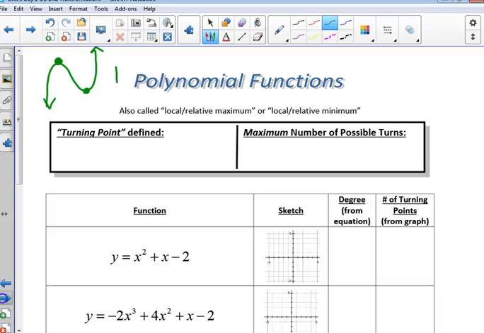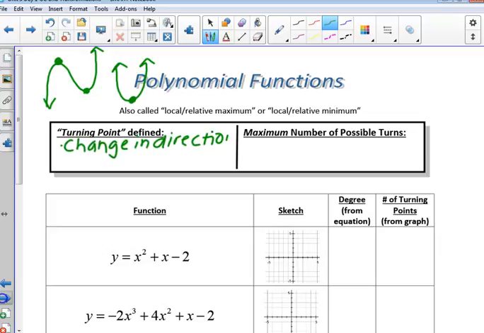Sometimes when I have a quadratic function, what would be another name that I'd call that? Starts with a V? A vertex. We also call it a turning point. So a turning point could be defined as a change in direction.